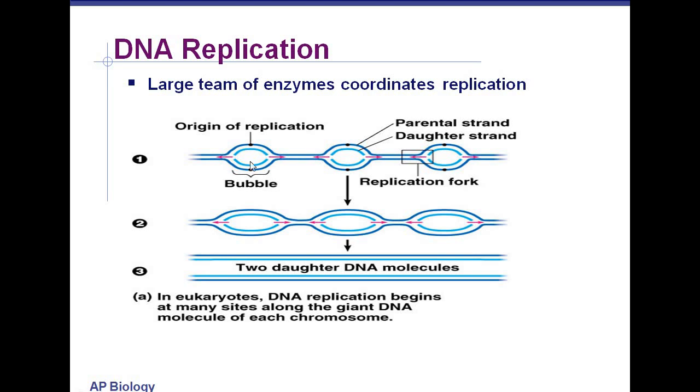Now what is a replication bubble? The two strands of the DNA separate to form the bubble at the site of the replication. The separation of the two strands of the parent DNA results in the formation of the replication fork. The active synthesis of the DNA occurs in this region of the replication fork, and we will see the big picture of the replication fork and discuss it in the last slide.